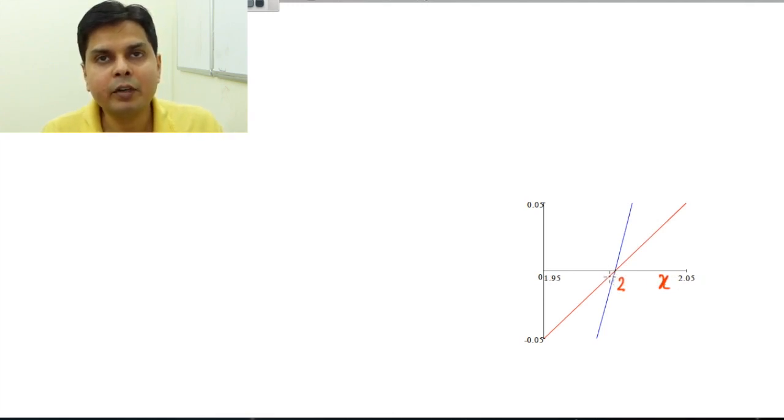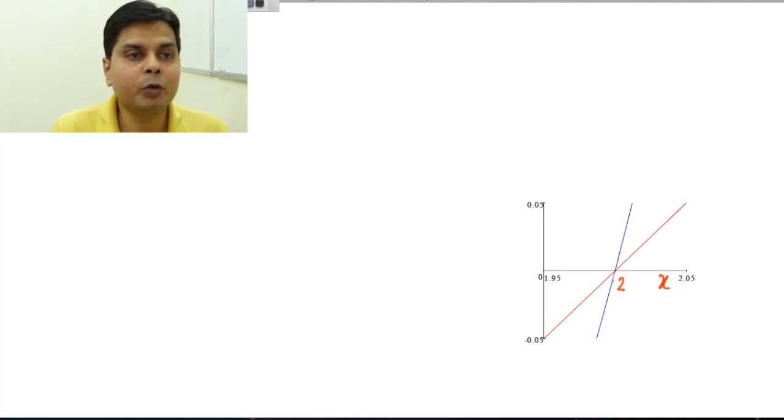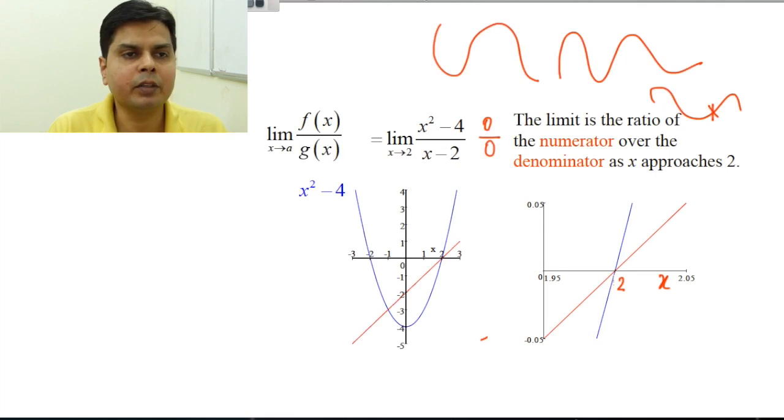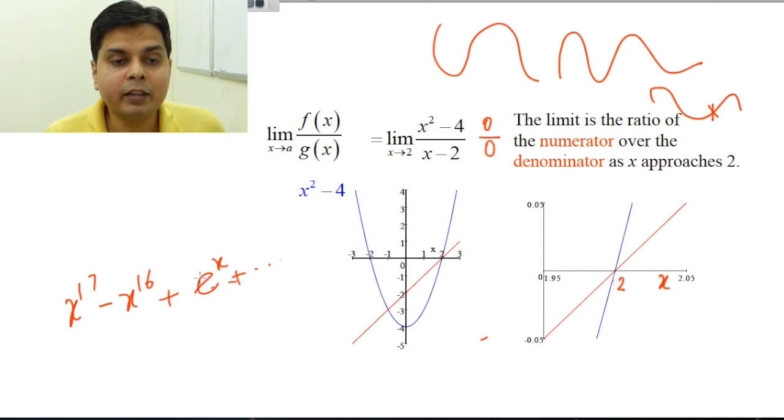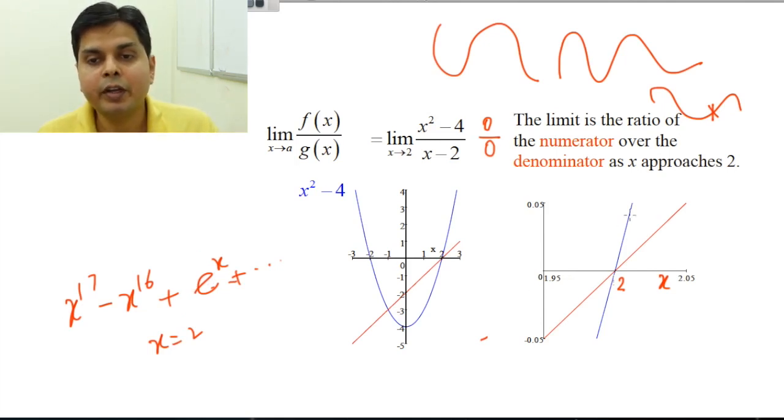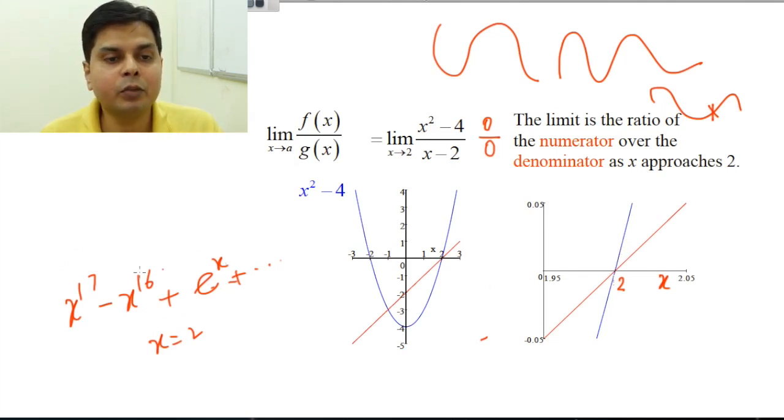As I go closer and closer to any curve at any point, any curve will appear to me as a straight line. This is my fundamental proposition, that no matter what this curve may be, I have taken in this example x square minus 4, but I could take x to the power 17 minus x to the power 16 plus whatever, something like e to the power x also, I can take anything, and you take x is equal to 2. At this point x is equal to 2, if you go very close to 2, it will appear to be a straight line. That straight line will be tangent to this polynomial or this curve.